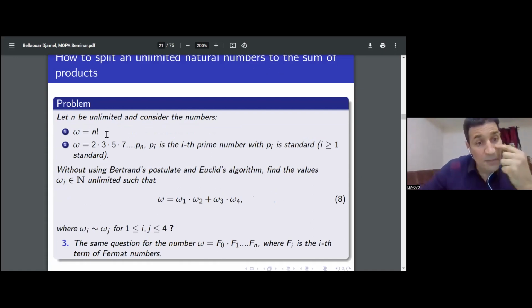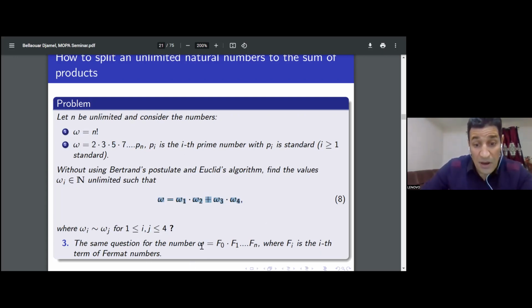Consider the following problem. Here omega equals n factorial, and here omega equals the product of the first prime numbers, where Pn is unlimited. Okay, so the question is, without using Bertrand's theorem or Bertrand's postulate and Euclid's algorithm, we ask if we can find the factors omega 1, omega 2, omega 3, and omega 4 such that this formula 8 holds, where omega i and omega j are of the same order.